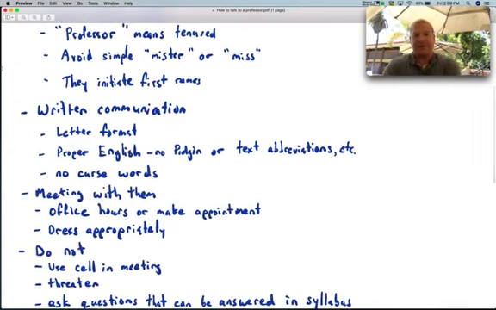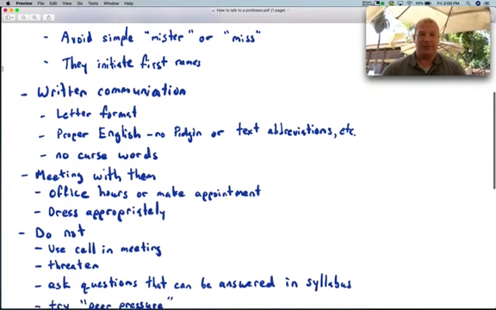In written communication with the faculty member, it's important this is still proper. So letter format, proper English, do not use pidgin, text abbreviations, or other things like excessive use of emojis. This is not proper. Also, do not use curse words in your written communication.